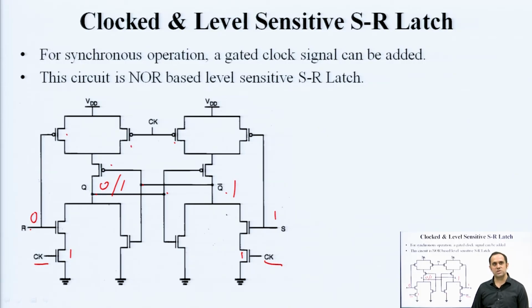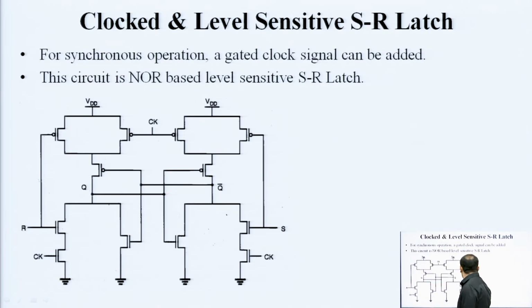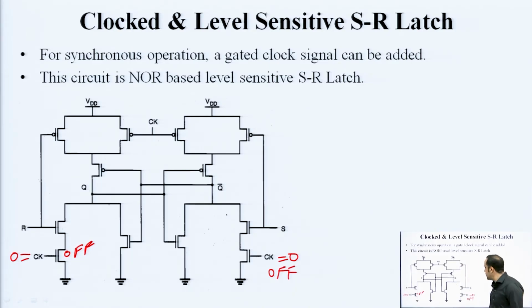When clock goes to 0, if clock is 0, this transistor is off, this is off. Okay. So, basically you will not find a path from this end. Whatever is the logic level present at S or R, that remains the same. There is no path. Suppose Q was 1 and Q bar was 0.